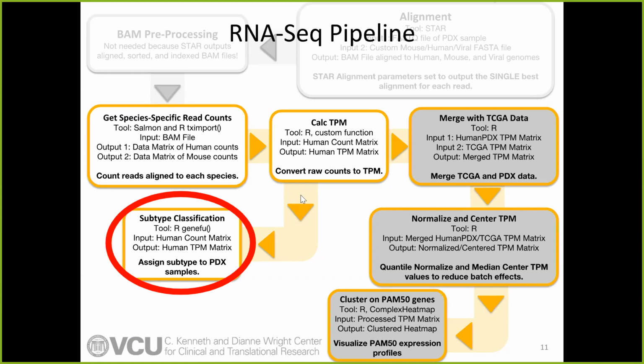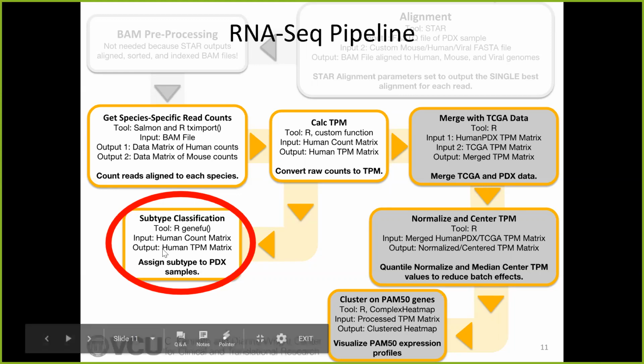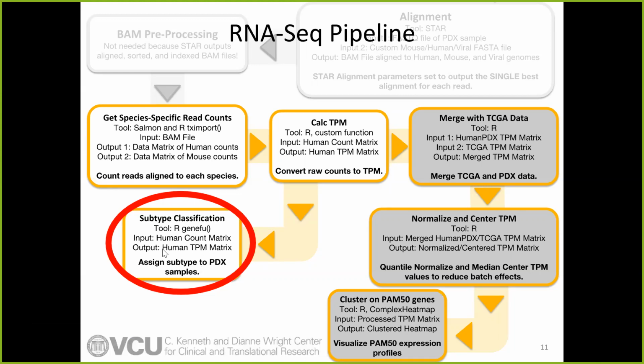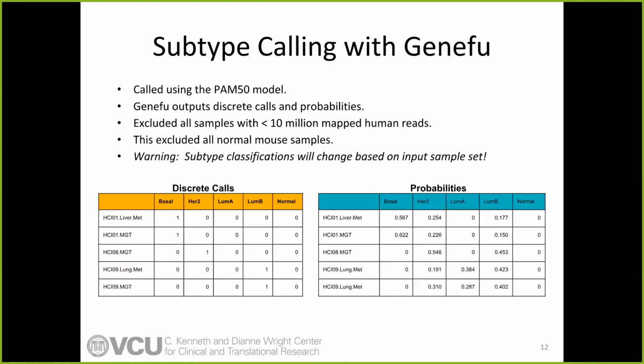And then this TPM data went into the R package GeneFu, which does breast cancer subtype classification. I used the PAM50 model, so we're looking at the 50 genes defined in the PAM50 matrix. So, subtype calling with GeneFu, using PAM50. GeneFu outputs the discrete calls as well as the probabilities for each subtype.